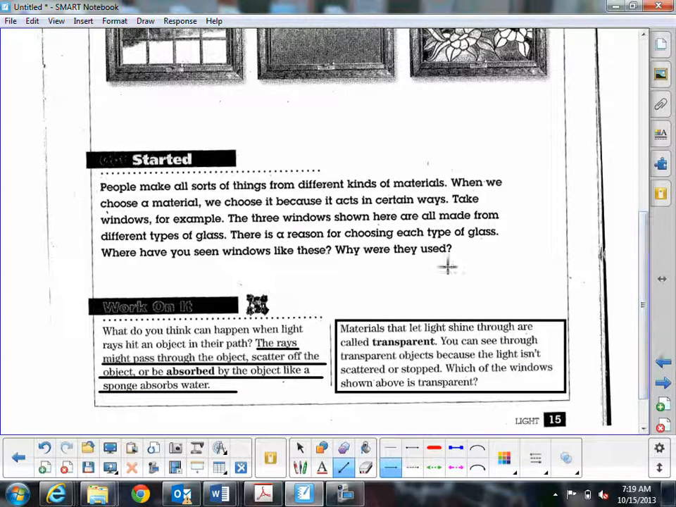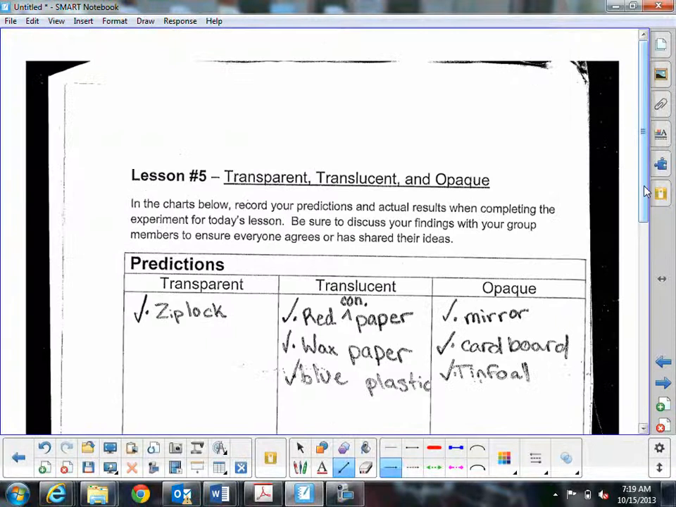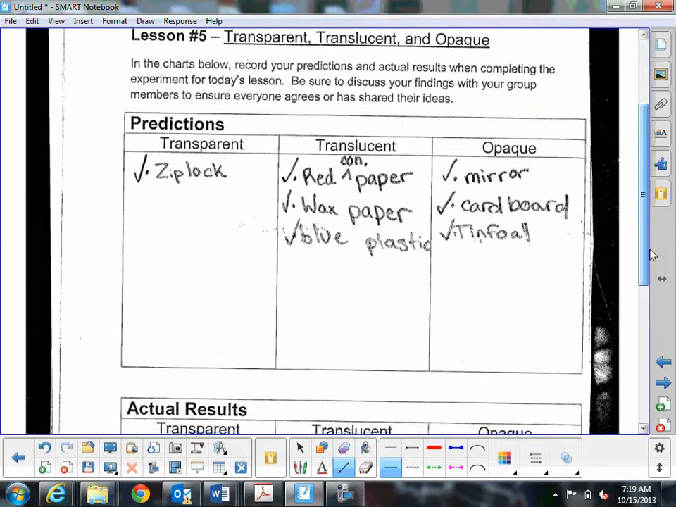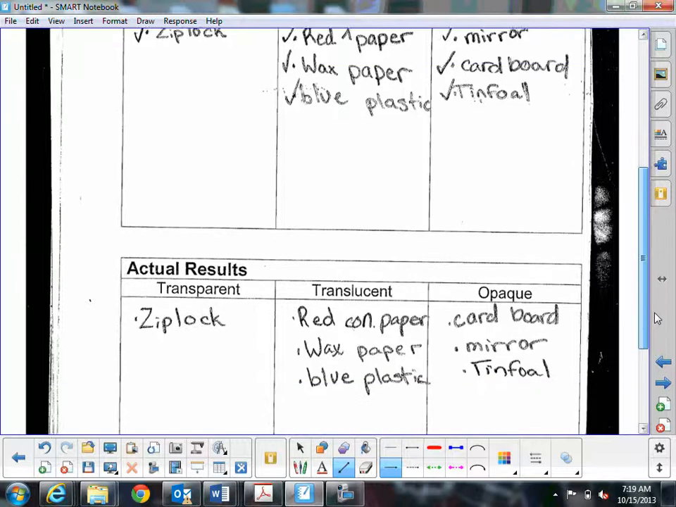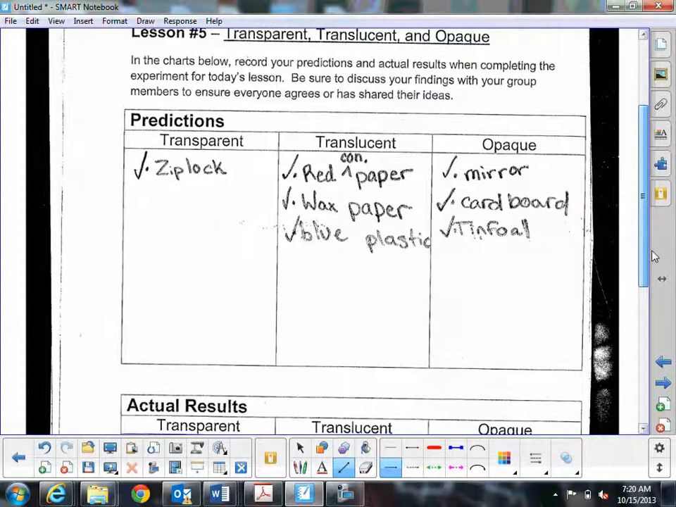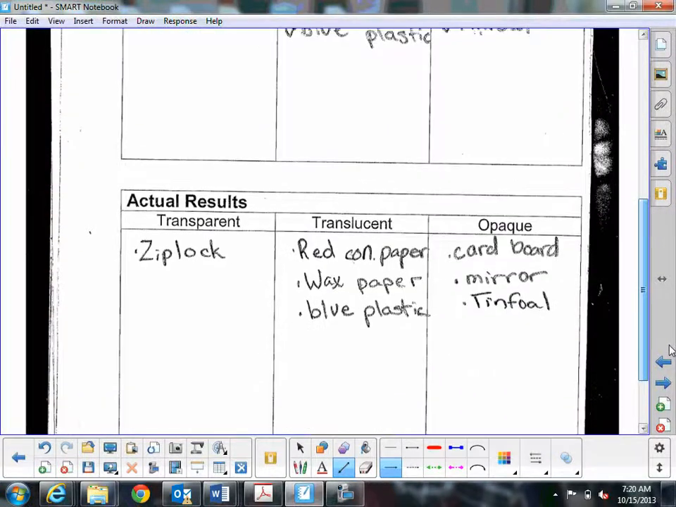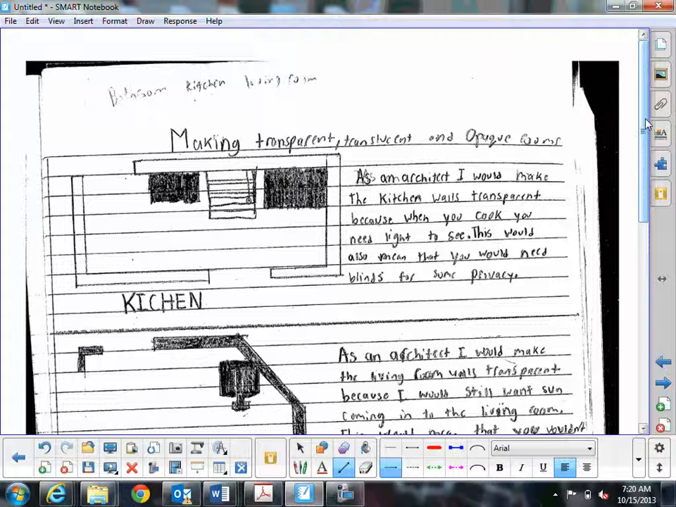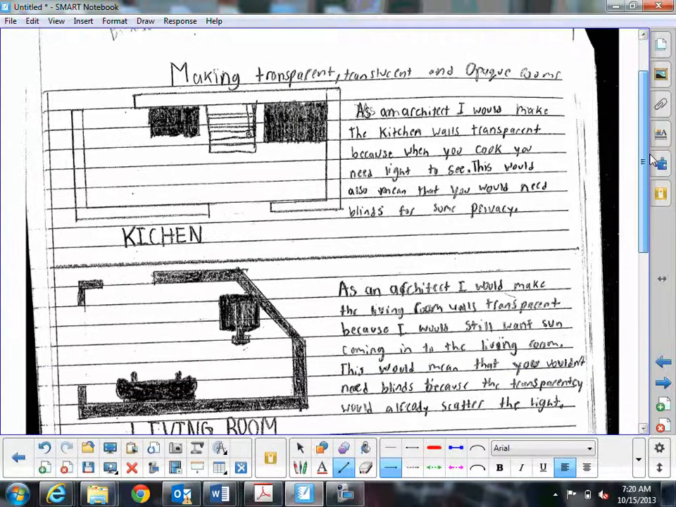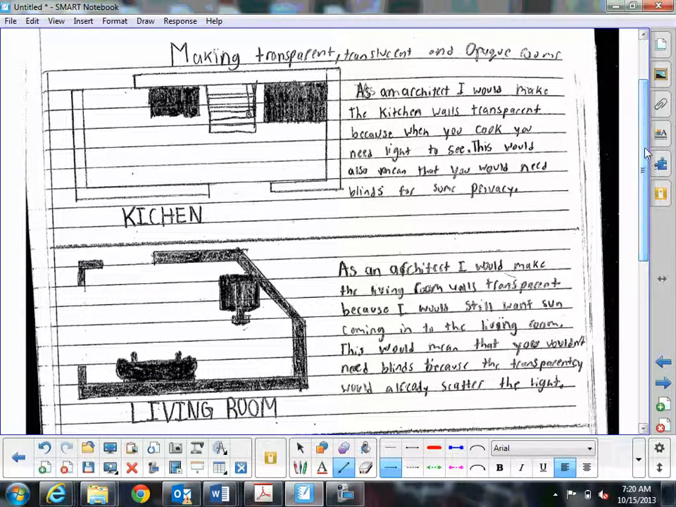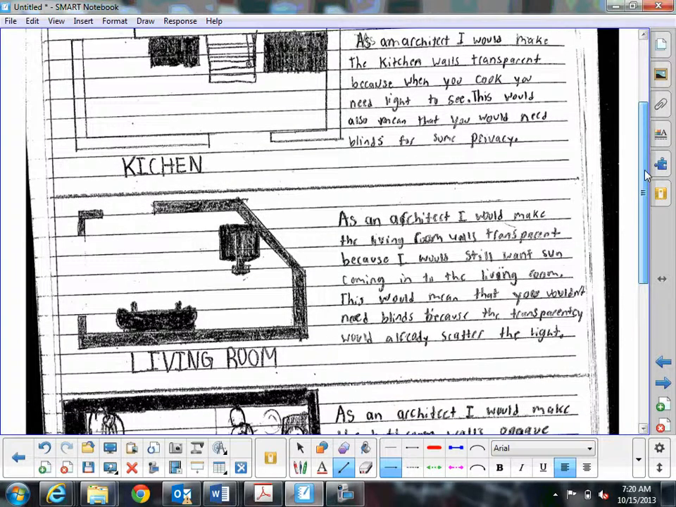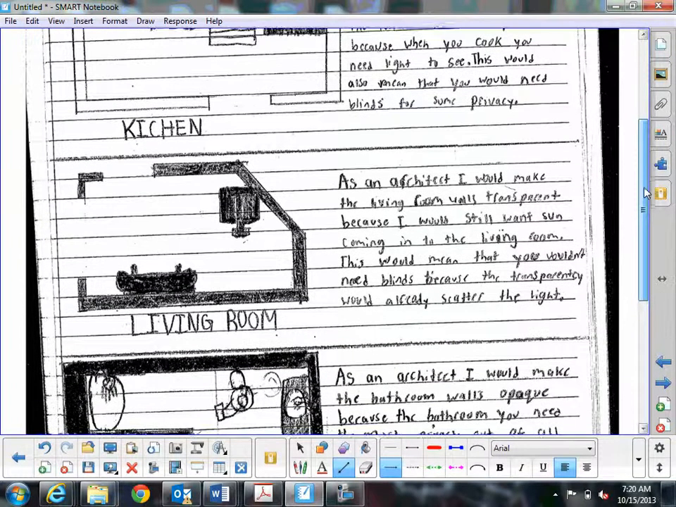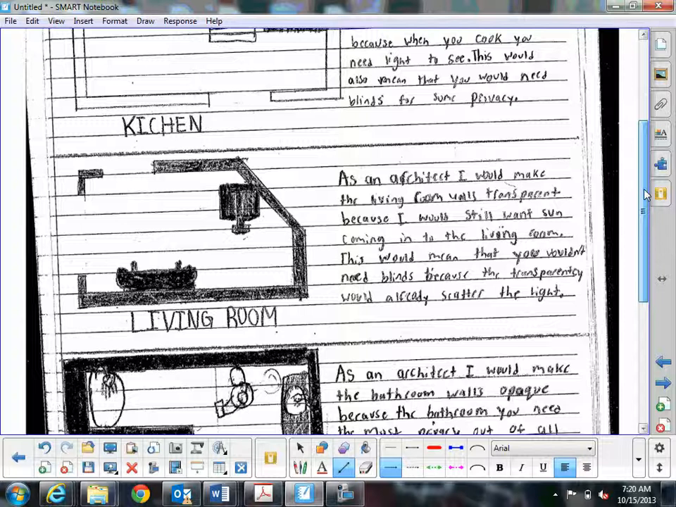Okay, again, I've highlighted information that's important here. You should have this experiment in your science notebook that we did, in which we made predictions about what was going to be transparent, translucent, and opaque, and then our results. This was an extension of homework again. Although these answers are subjective, meaning that each student can have different answers, they're examples of a student using critical thinking to give a proper explanation.